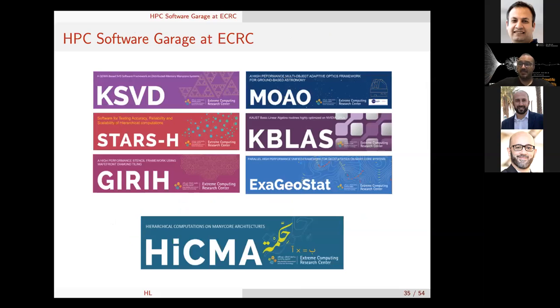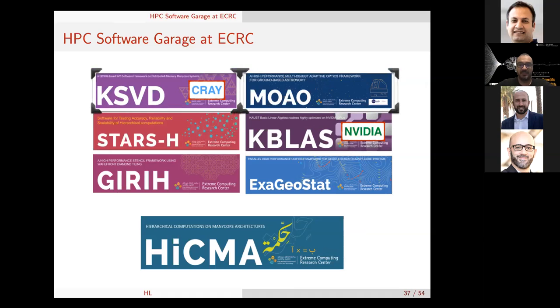Okay, I'm really running out of time, so let me go fast on this. The HPC software garage that we provide at ECRC has several software packages, and all of those are available online. We have KSVD to perform compression, KBLAS to extract performance out of the hardware. Those two have been integrated into the Cray scientific library and NVIDIA cuBLAS. Actually, some of our alumni went to NVIDIA, so this was a great recognition for us of the work we do in our lab.